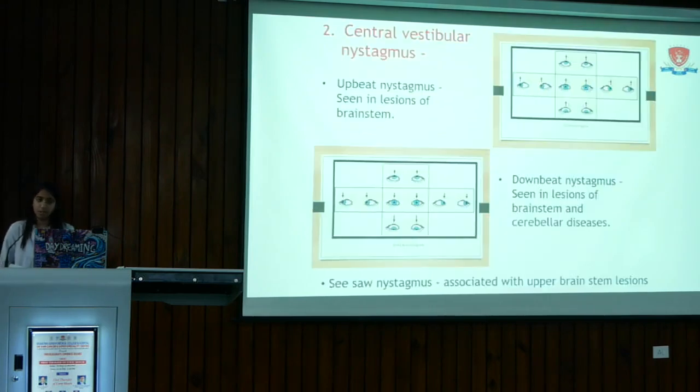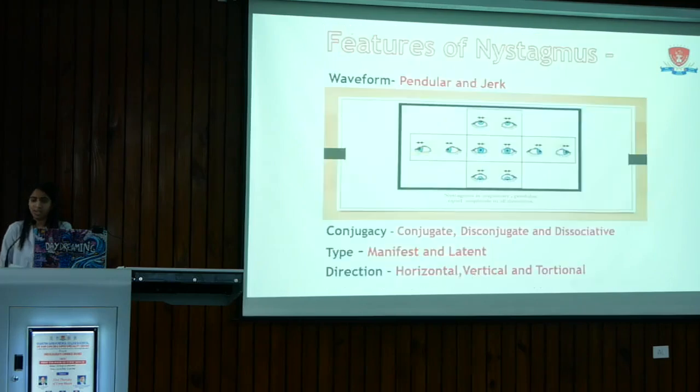Then we have central vestibular nystagmus. It has upbeat nystagmus. In primary position of gaze, the direction of nystagmus is always in the upward direction. It is seen in lesions of brainstem. Then we have downbeat nystagmus. In primary position of gaze, the movement of nystagmus is always in the downward direction. It is seen in lesions of brainstem and cerebellar diseases. Then we have seesaw nystagmus, in which one eye moves in upward direction with intorsion and the other eye moves in downward direction with extorsion. It is associated with upper brainstem lesions.